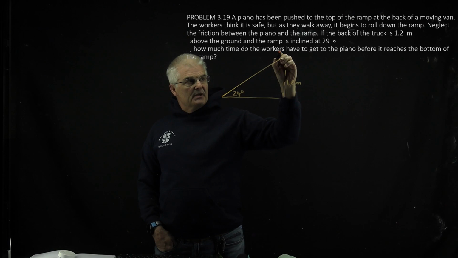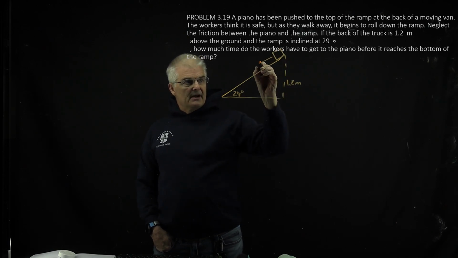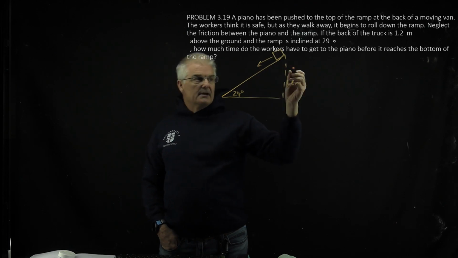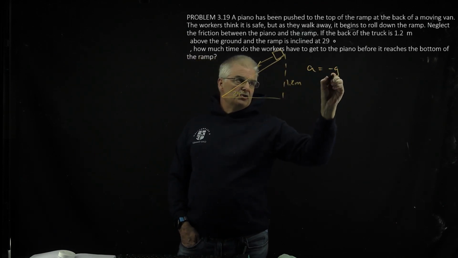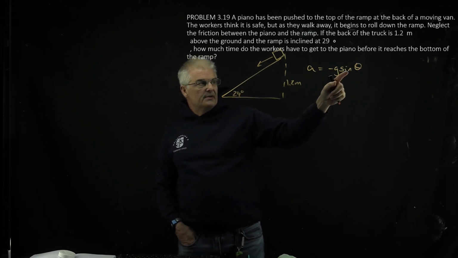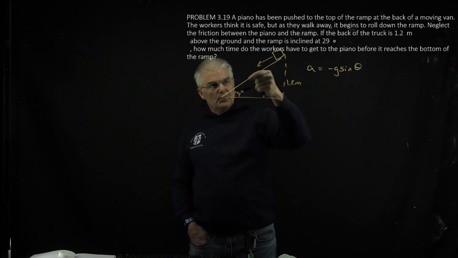Now, you've got the piano, it's at the top, right? And it's going to slide back down, and it's going to accelerate, because in a ramp, we've learned before, the acceleration is going to be negative g sine theta, g being 9.8 on the Earth, sine of theta, theta is 29 degrees. So you can find a, boom, that's going to be a.